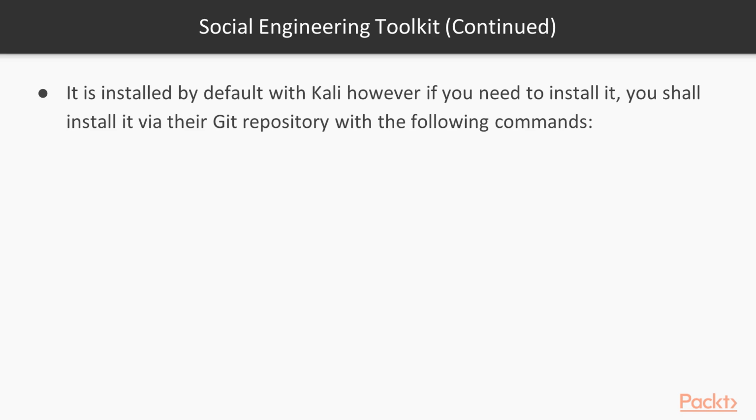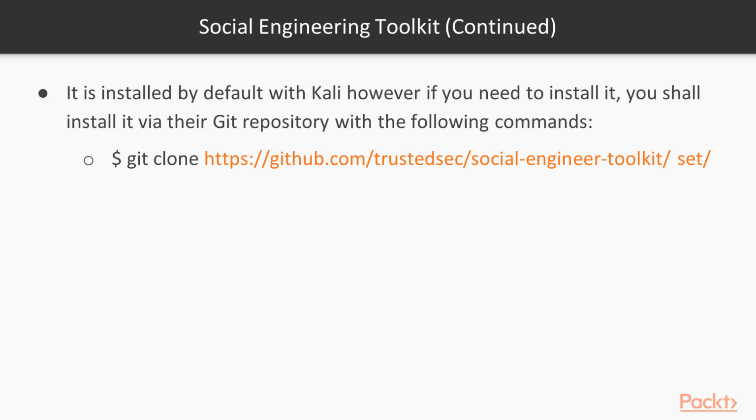It's installed by default with Kali. However, if you need to install it on any other Unix-based machine, you can do it through their Git repository with the following commands: git clone https://github.com/trustedsec/social-engineer-toolkit/ set, and then change into the set directory, and then use pip install with the requirements.txt, and it will download and put in all the pieces that you need to install and run the Social Engineering Toolkit. So let's take a look at what it actually looks like when you run it.